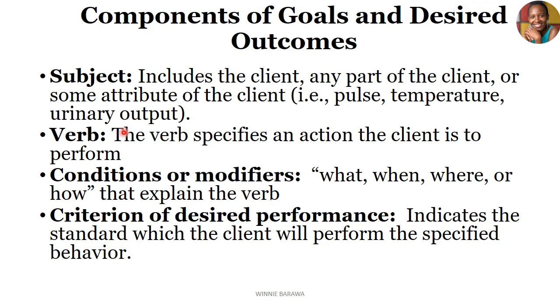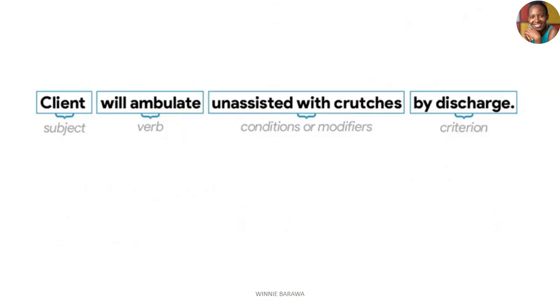So now as we move on, we are seeing that the goal needs how many parts? 4. The subject, the verb, conditional modifiers, and then we have the criteria. So I want us to put these parts into a sentence that will demonstrate what will qualify to be an outcome. Patient who is an orthopedic patient possibly has been on assistive devices, and this is crutches. So this is a nurse who is stating a goal in anticipation for the patient to improve.